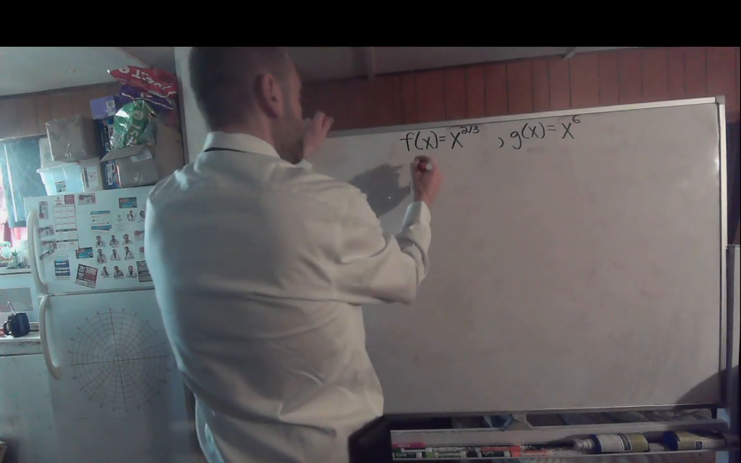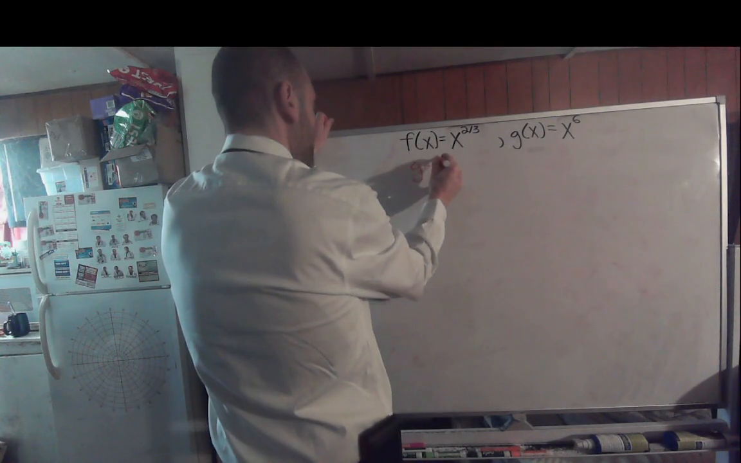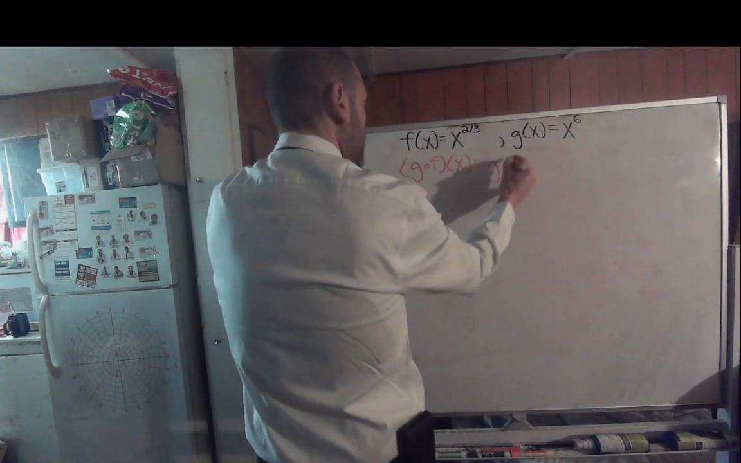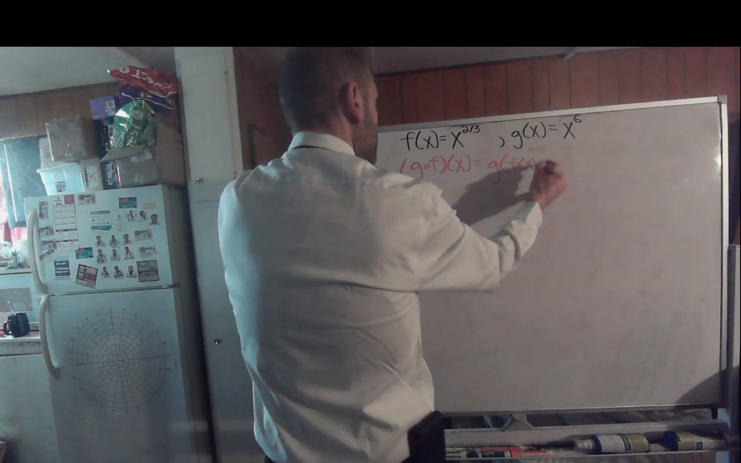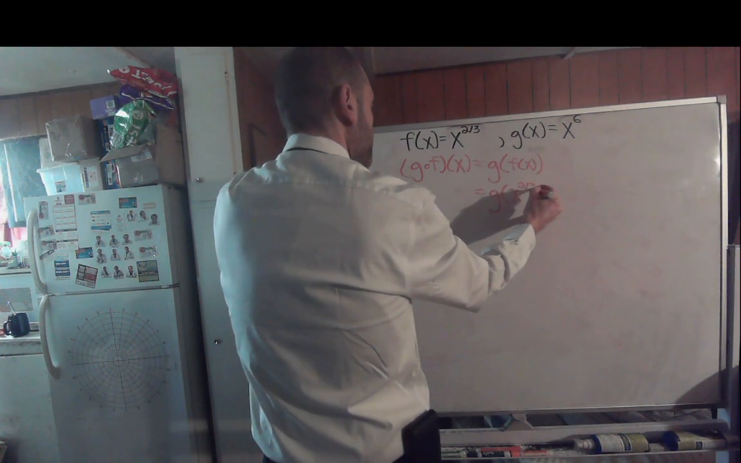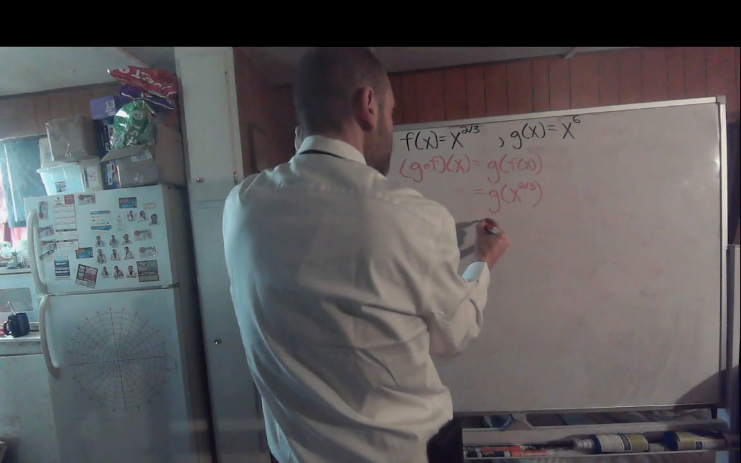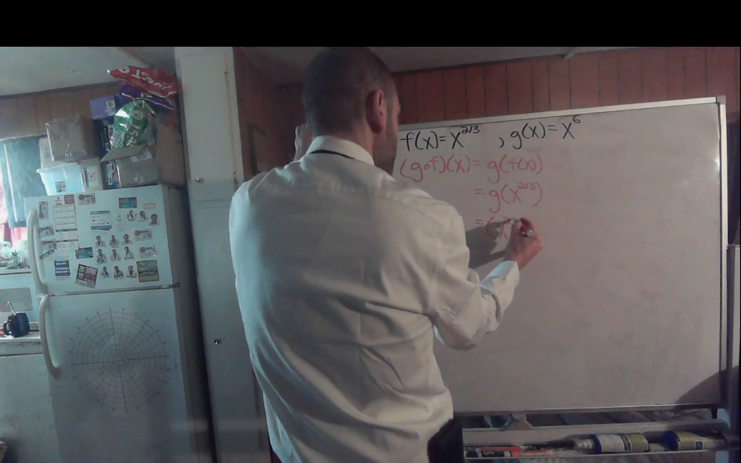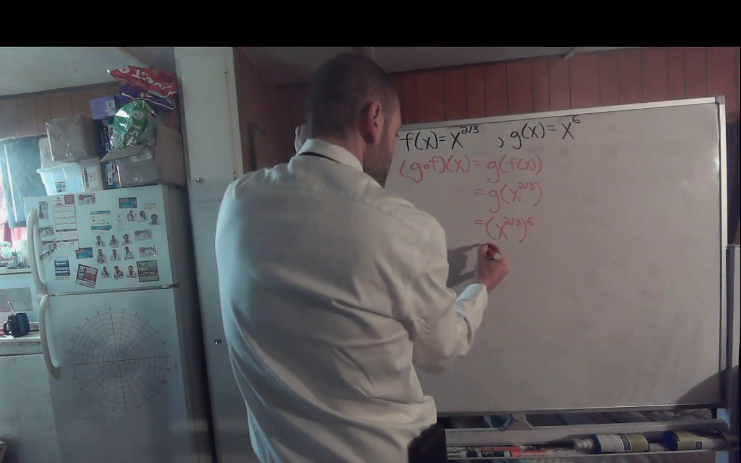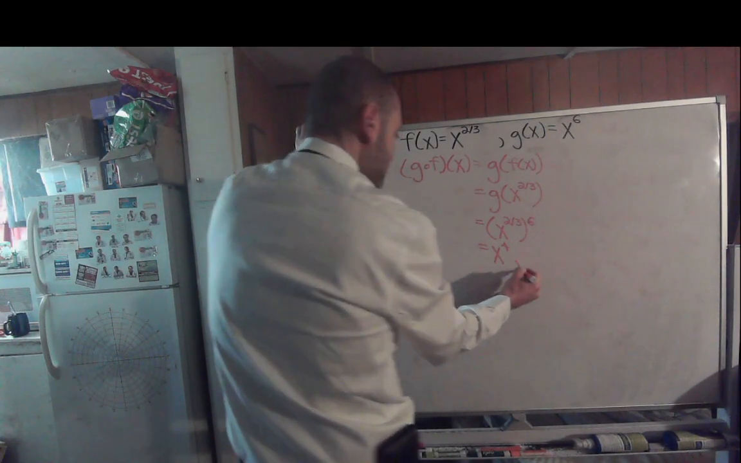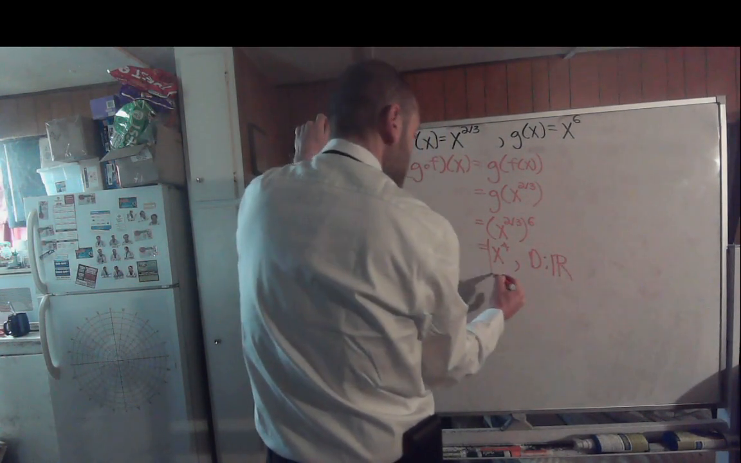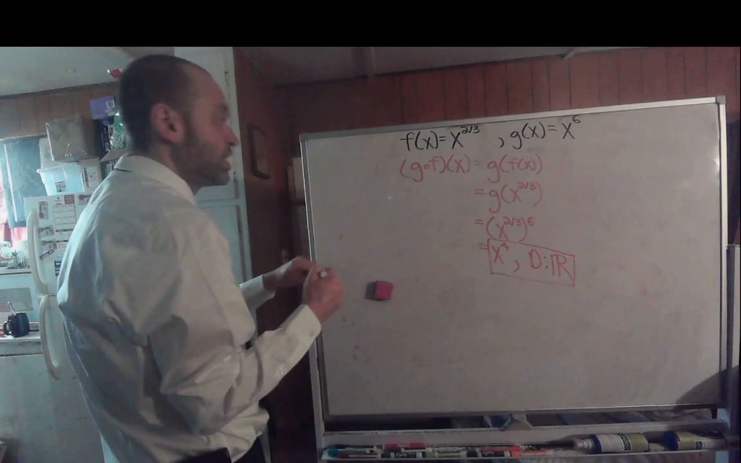And of course, let's do g composition f of x. So that would be the same as g of f of x, which would be g of x to the 2/3. So now put in that x to the 2/3 for x to the 6th. This would be the quantity of x to the 2/3 raised to the 6th power, which would end up being, once again, x to the 4th, with your domain being the set of all real numbers. I got just one more.